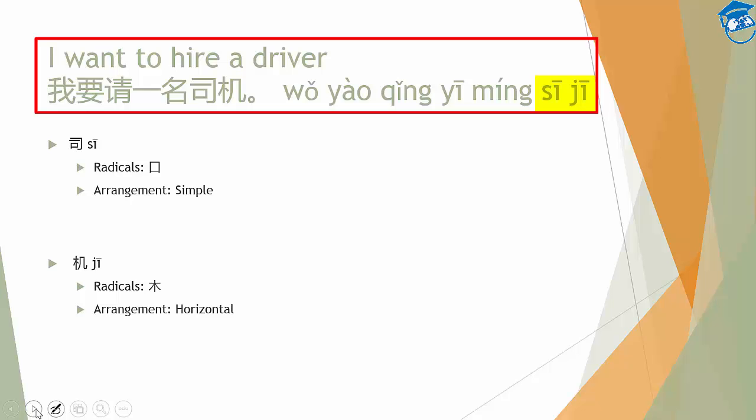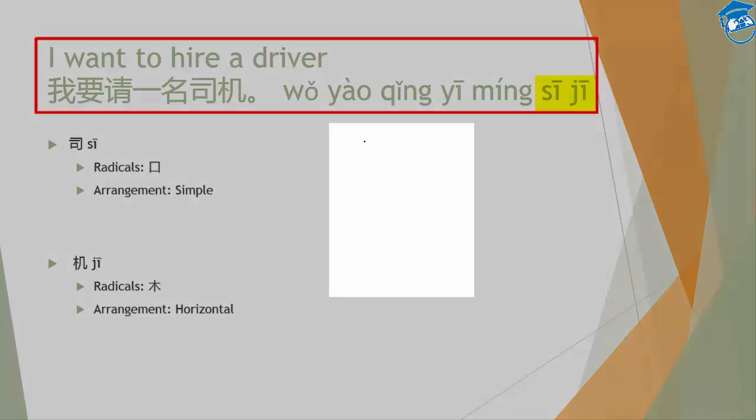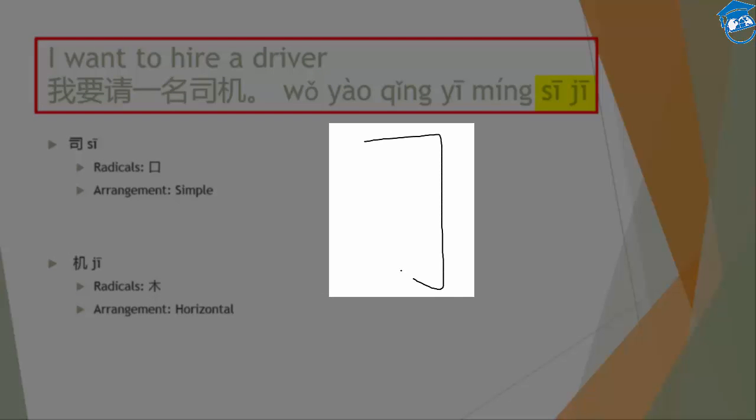Okay, so 司, this is the pinyin, and it doesn't really have its own meaning, so I'm not putting anything here. The radical is this one. The arrangement is simple. So here's how to write 司. 1、2、3、4、5、司.